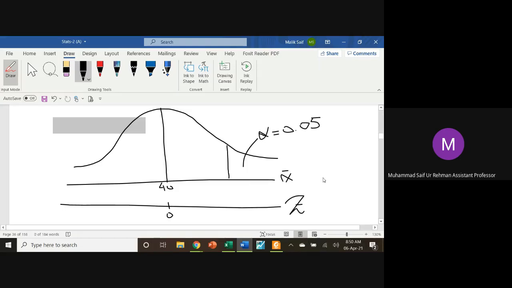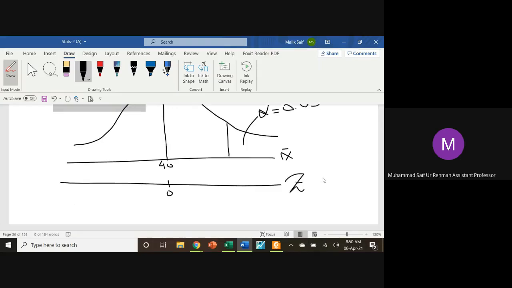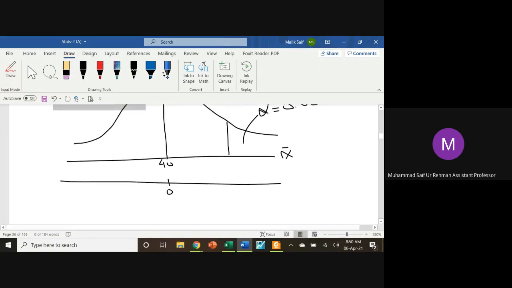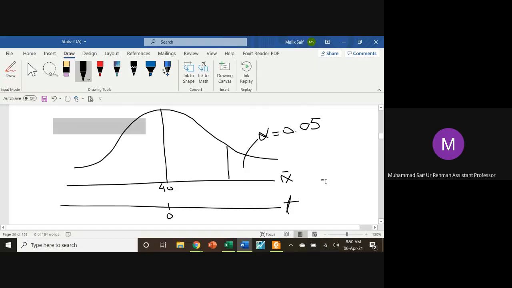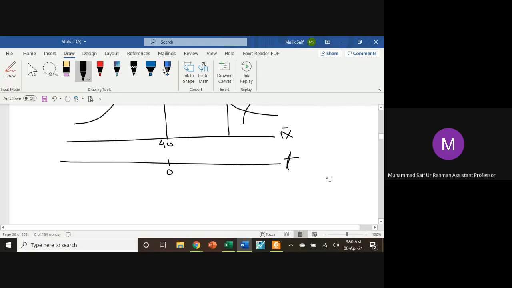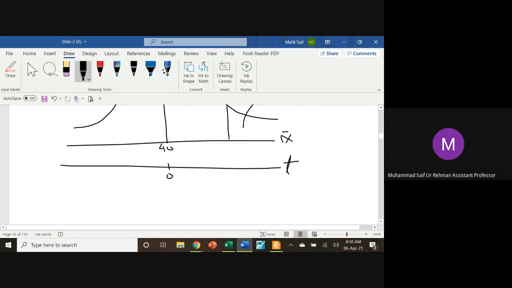So now you are interested in finding out. Sorry, this is not z scale. This is t scale, because we don't have the population standard deviation. So this is t scale. So you would have to write down here t, not z. This is t scale. Okay, so now what will be the value for t over here? The critical value of t. Definitely the critical value you will find out from the t distribution table.